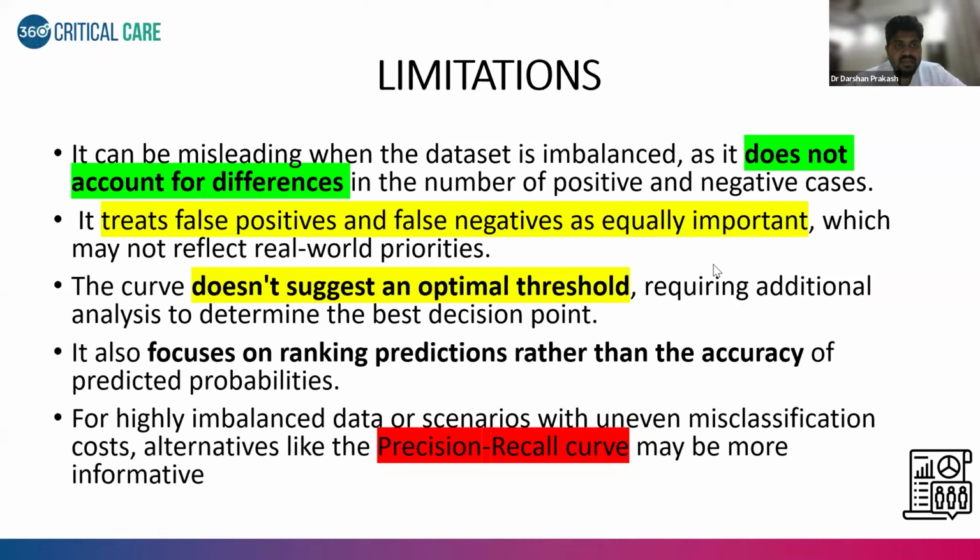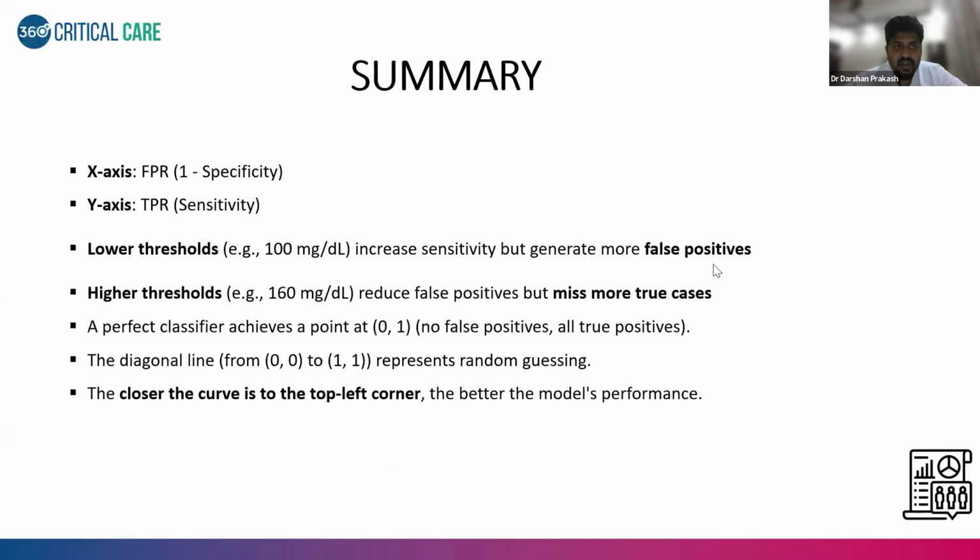Okay, so in summary, the x-axis is the false positivity rate and the y-axis is the true positivity rate. Lower thresholds generate a higher false positive rate. Higher thresholds can miss more true cases. So this is the trade-off that we need to understand. The closer the curve is to the top left corner, the better the model's performance. Okay, thank you.